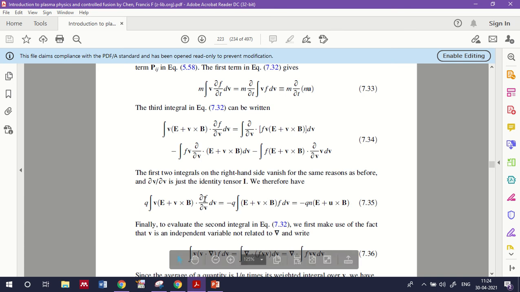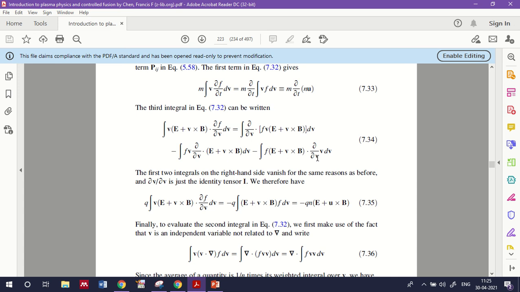Now this equation becomes q into v into e plus v cross b dou f by dou v dv, equal to minus q e plus v cross b into f dv. That is the last term you can see over here on the right hand side, which is equal to, so what is dou v by dou v?